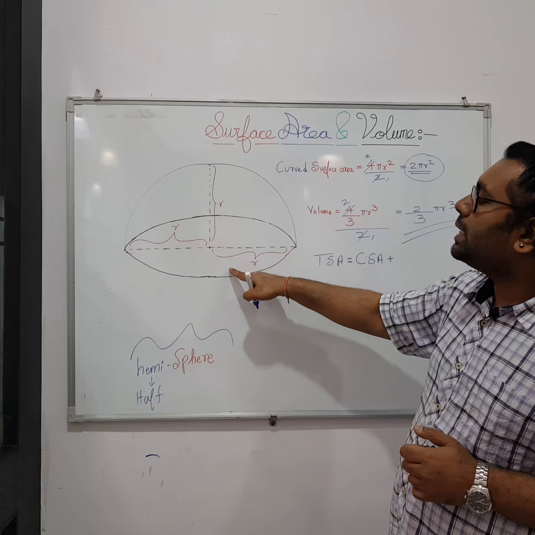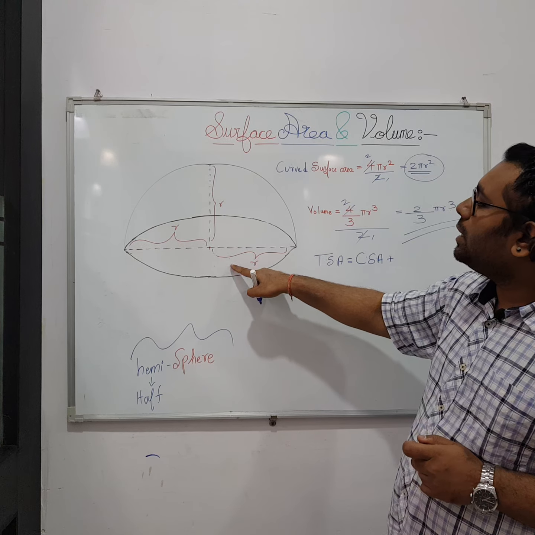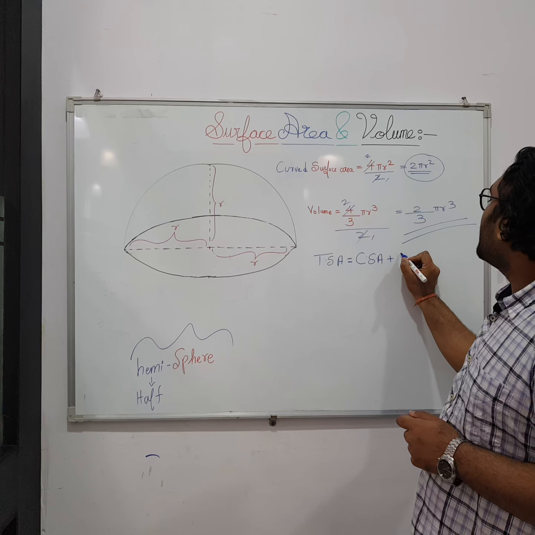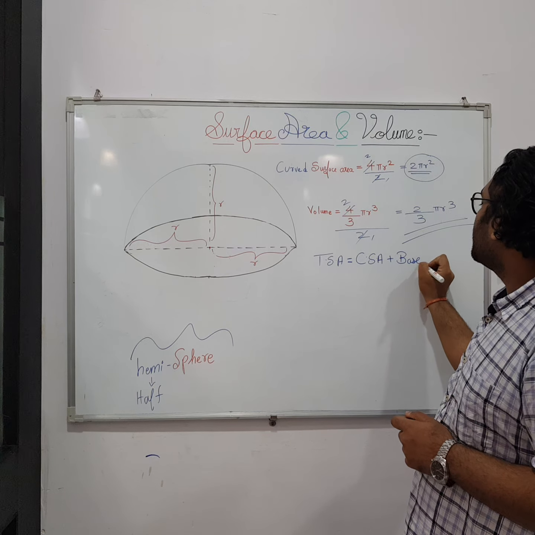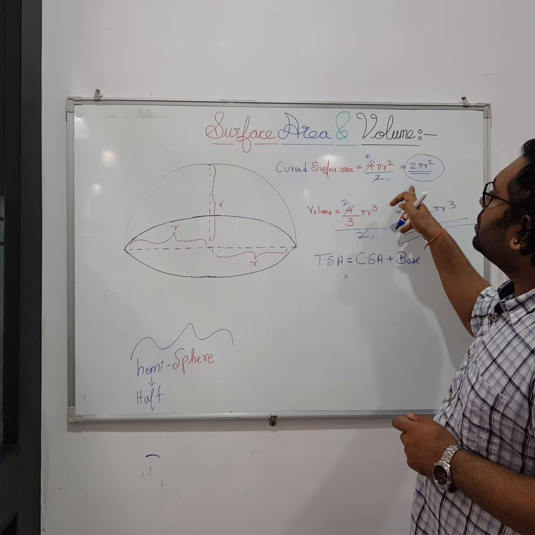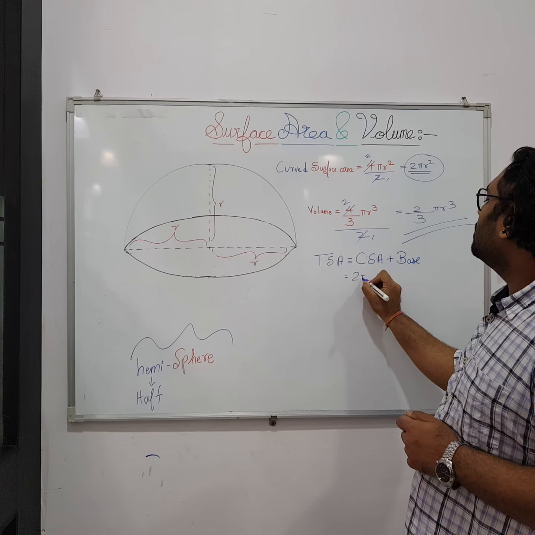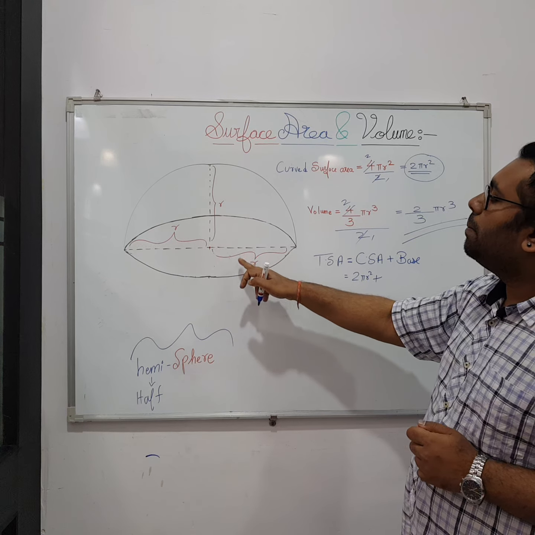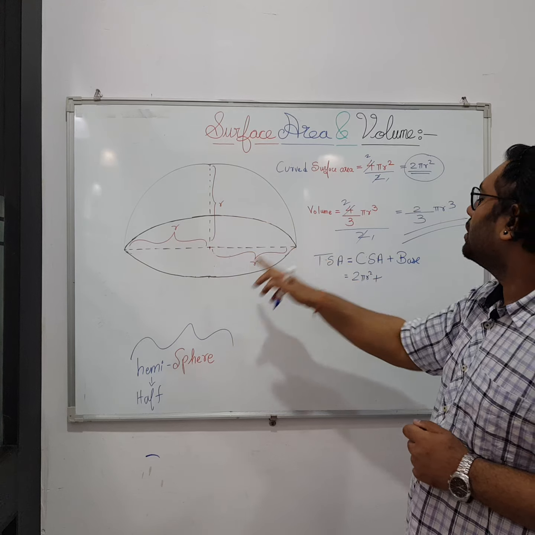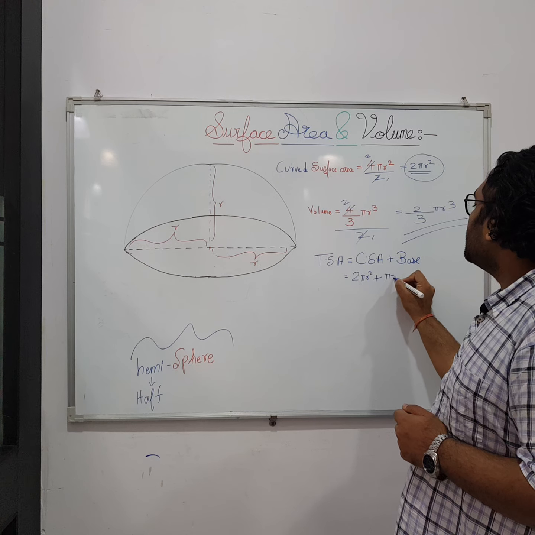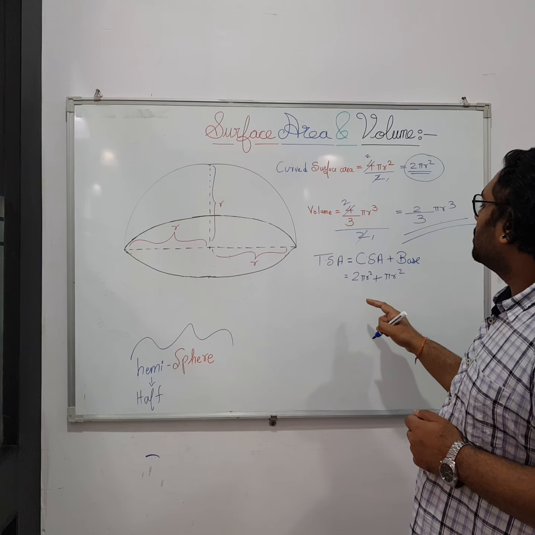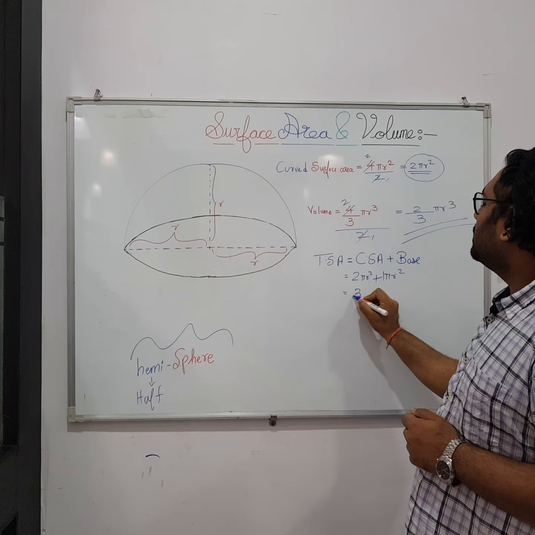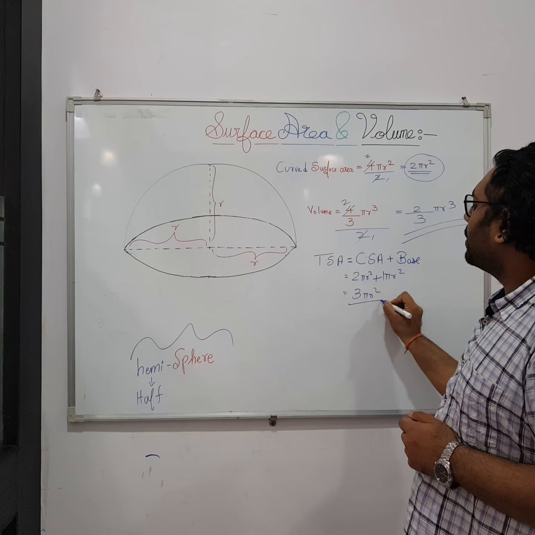So what is the base area of a circle? I'll just write down base so that you have a better understanding. The curved surface area over here is 2 pi r square, plus the base. The base is nothing but a circle, and the area of a circle is pi r square. So 2 pi r square, plus, if nothing is given, which means 1 pi r square. So 2 plus 1, 3 pi r square.